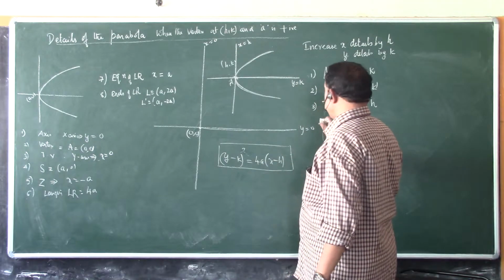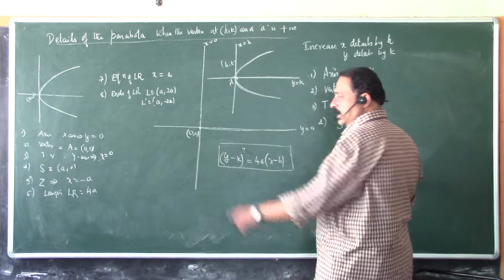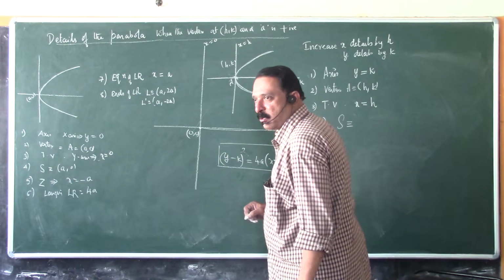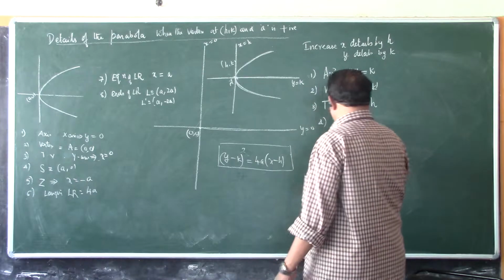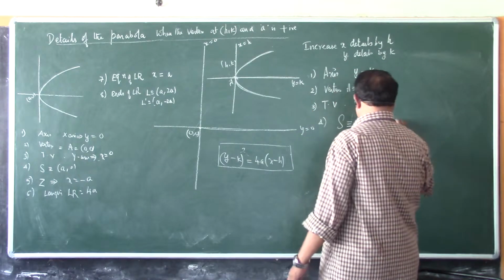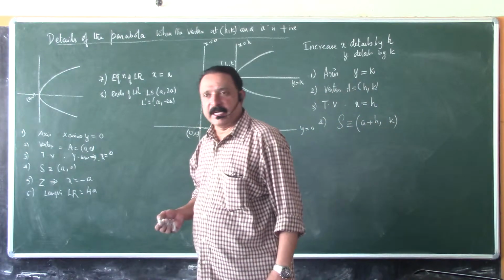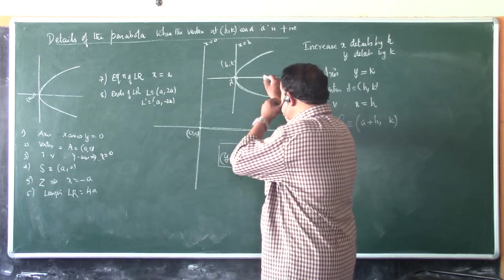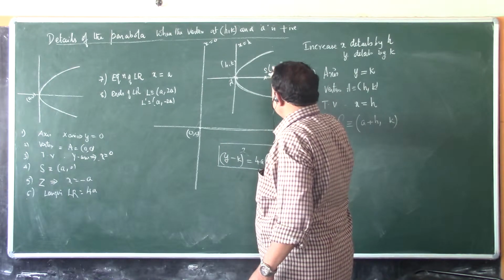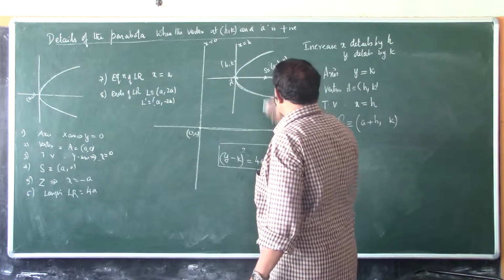And the fourth detail is the focus. The focus for the parent parabola is at (a, 0). So it is (a plus h, 0 plus k). That is simply k. (a plus h, 0 plus k). That is k. So where is the focus? The focus is at (a plus h, k).